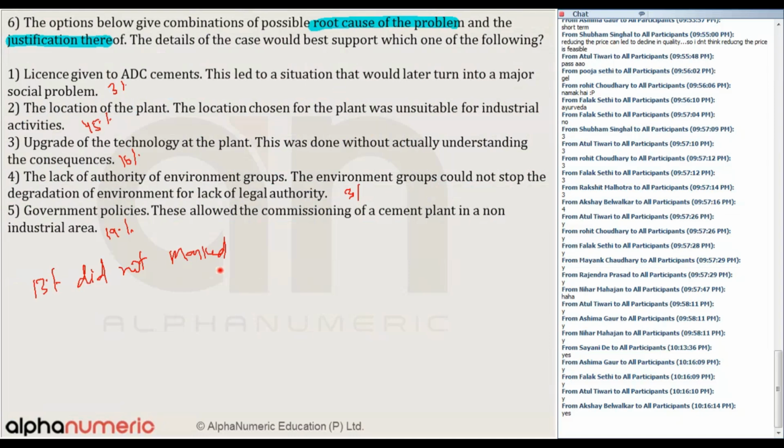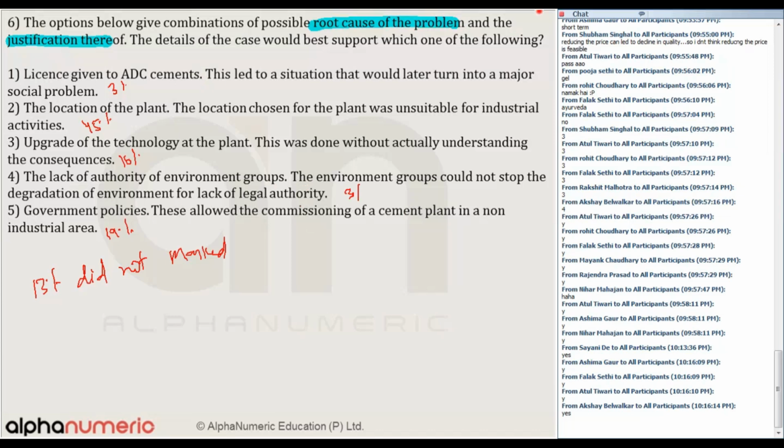Ideally, if you look here, option number 1 says license given to the ADC cement, or the location of the plant, the location chosen for the plant was unsuitable for industrial activities, or upgrade of the technology at the plant, this was done without actually understanding the consequences. And option number 4, the lack of authority of environmental groups. So can you say everything is basically all about the government policies?